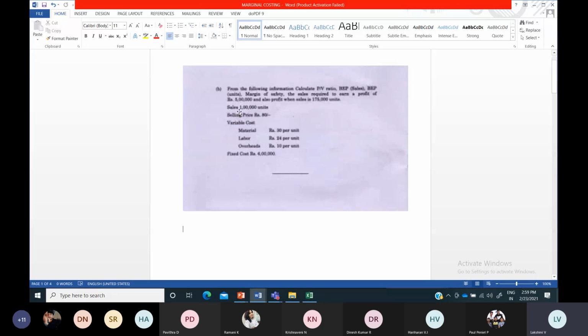Okay, so they have given us sales 1 lakh units, selling price rupees 80, and then variable cost: material, labor, overheads. So they have given the split up here. So everything comes under variable cost only. Material, labor, everything will change as per your production level of activity only. And then everything per unit they have given, you have to find out the amount. Fixed cost 6 lakh. Okay.